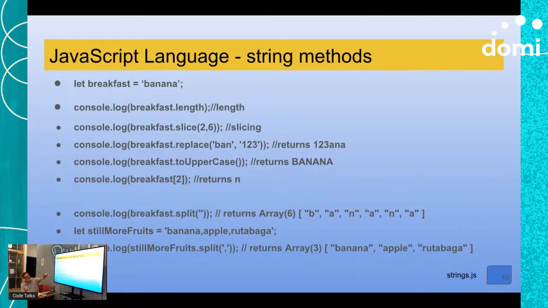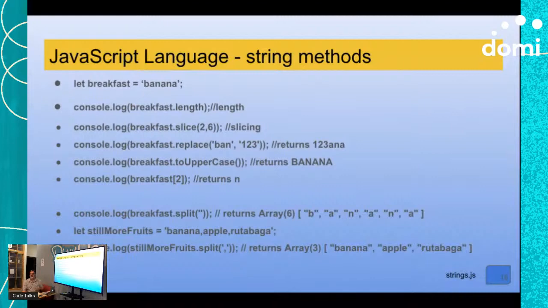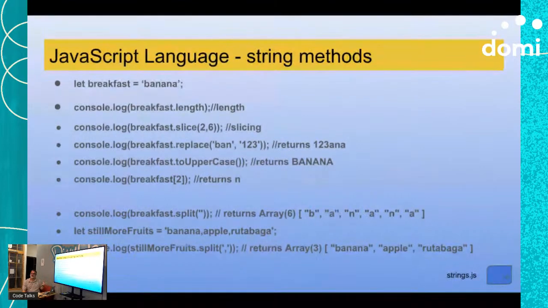We can do some replacing, so I can replace the letters B-A-N with 1-2-3, and that gives me 1-2-3-N. We can make it be uppercase. This is really useful, and I'll show you a practical example of that a little bit later when we start talking about conditional logic. Although I go the other way, I put it to lowercase. So this right here, breakfast and 2, returns the letter N. You're going, okay, hold on, that's not right.